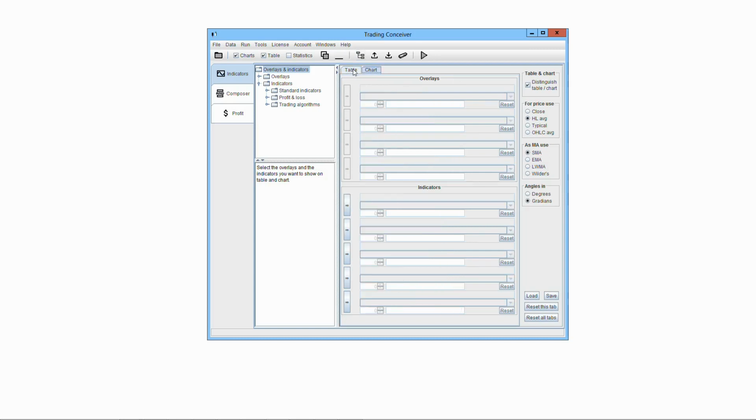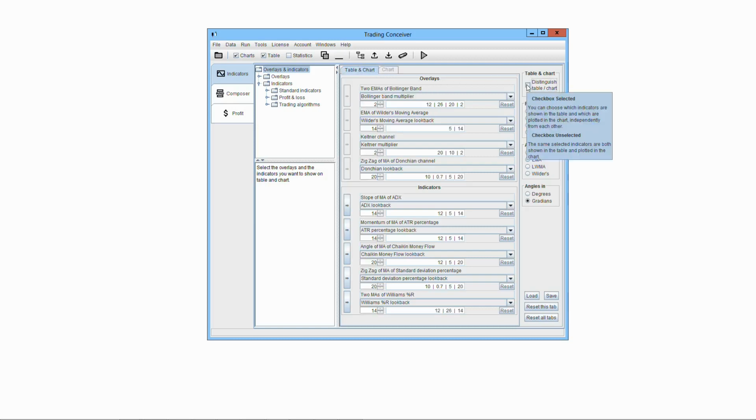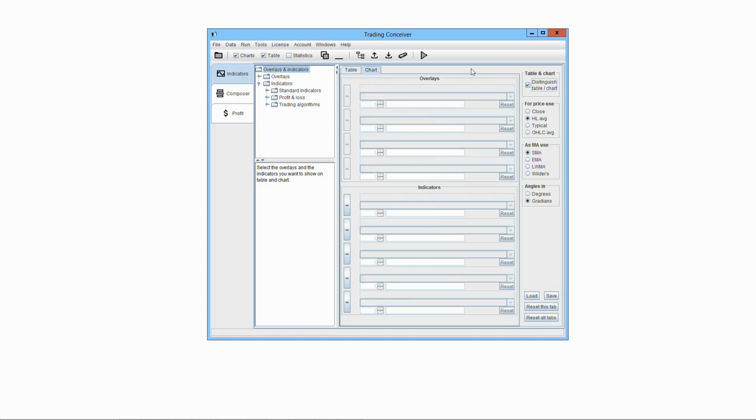Usually you want to plot on chart and show in the table the same indicators. In that case, you can deselect the checkbox Distinguish Table Chart and fill in just one tab with the indicators of your choice. They will be used both for the table and the charts. On the contrary, by selecting the checkbox, you can distinguish the 2.